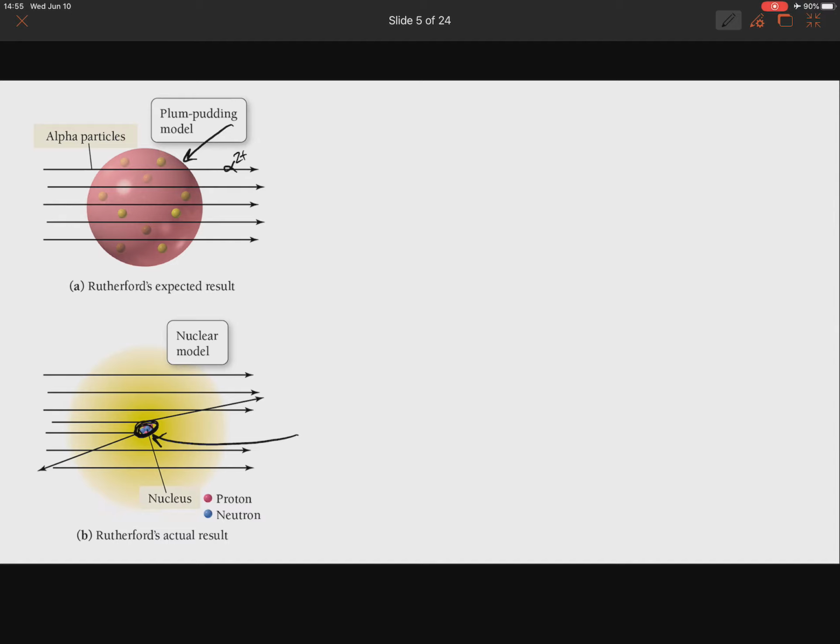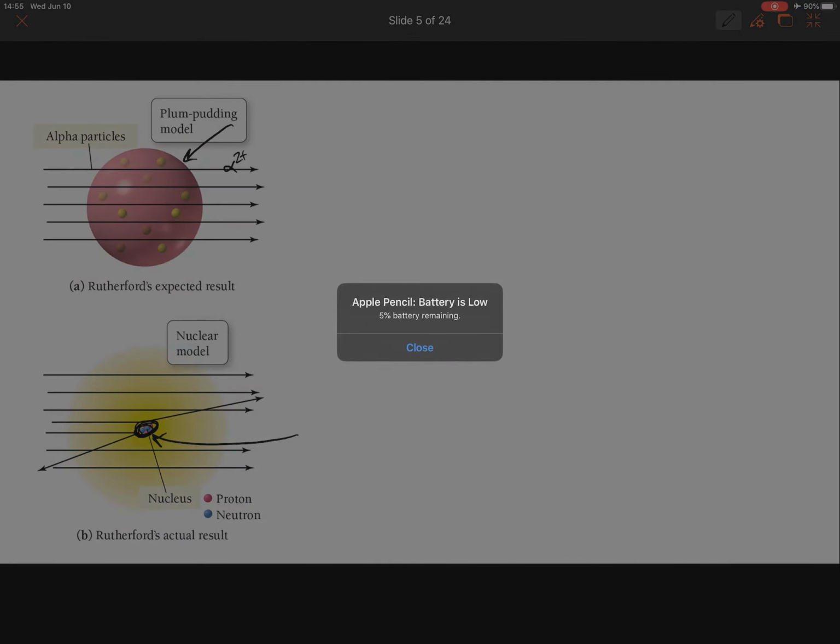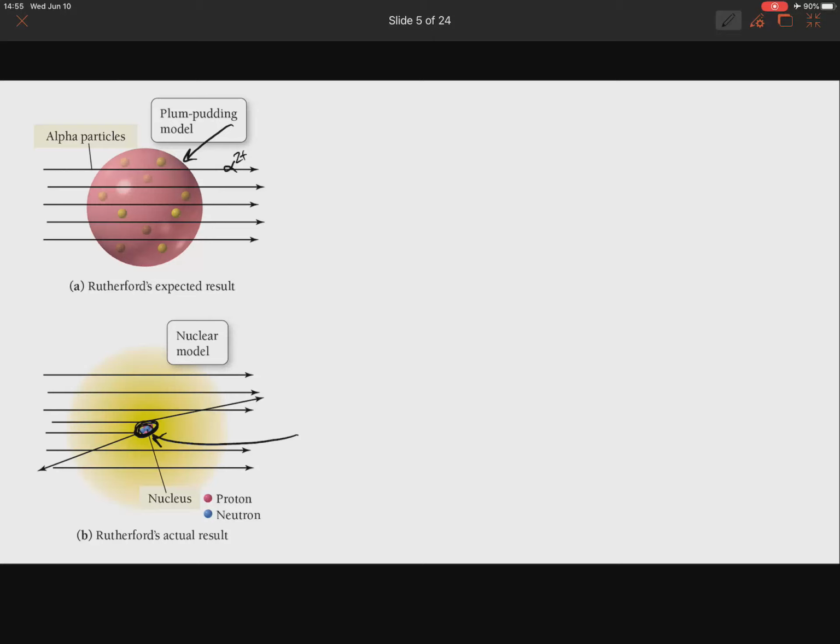Okay, so this is the summary of what we've learned. Most of the atom's mass and all of its charge are in the nucleus. Most of the volume of the atom is empty space. And the number of negatively charged electrons on the outside is actually equal to the number of positively charged particles on the inside called protons.